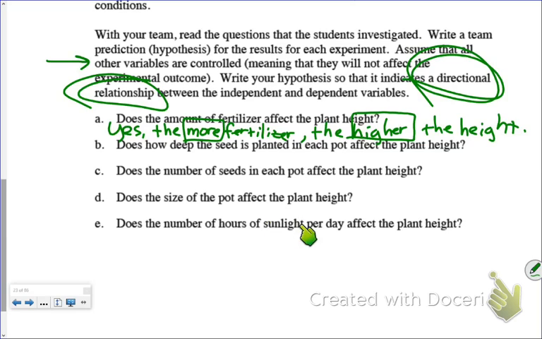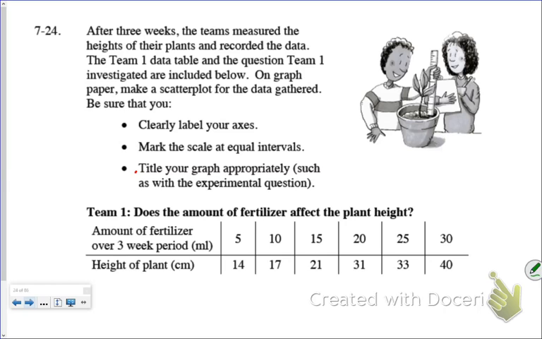E, does the number of hours of sunlight per day affect the plant height? I just said most plants just need water and sun. So you get more sun. What should we expect for the height to be? Yes. Height to be yes? Lower. Higher. You're going to be taller. Good. Okay, so let's round this up. Let's keep going. 24. Here we go.